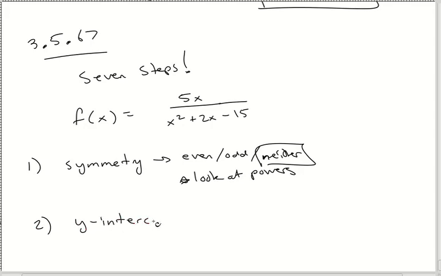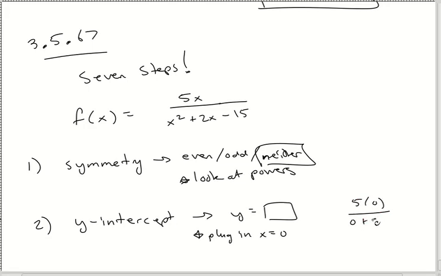Step number 2. Find your y-intercept. How do you do it? And again, this is just y equals, and then there's going to be a box here. How do you do it? You're going to plug in x equals 0. So you plug in a 0 into all this stuff. You got 5 times 0 divided by 0 plus 0 minus 15. Basically, you get a 0. 0 is your answer.